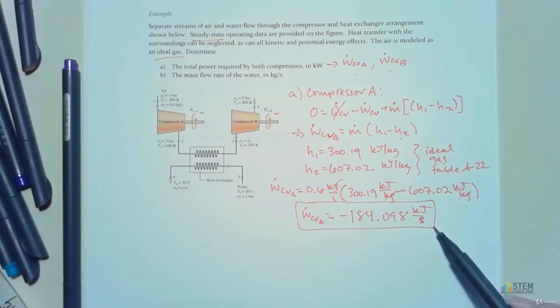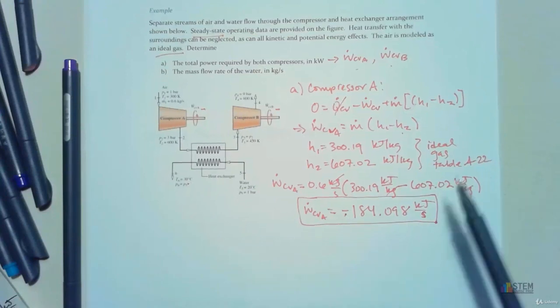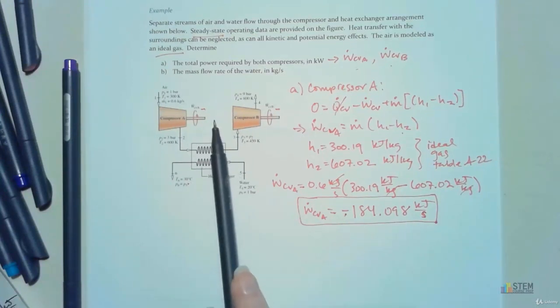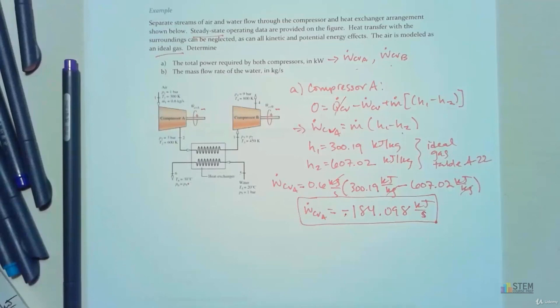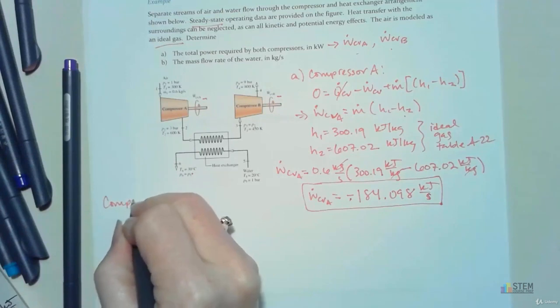All right, so we need to find two W dot terms. So this is the first one that we needed. Now notice on this control volume A that we have a negative sign. Remember, the negative sign always means we're going to have energy transferred from work coming into the system. So that negative means you have to have that external power supply. Now we're going to do the same thing for compressor B. Let's do that over here.